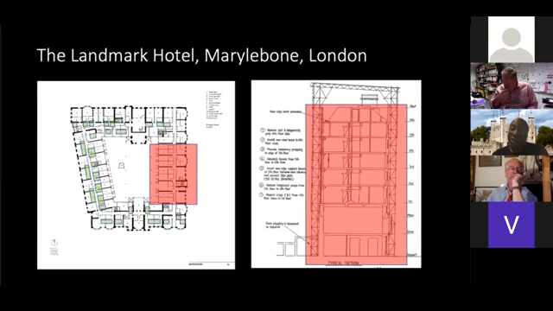The red zone here on the right represents the east and west wings, which had their widths expanded respectively. So this is a construction drawing which shows the wing being expanded to allow for an increase in floor plate depth and the accommodation of larger bedroom suites.